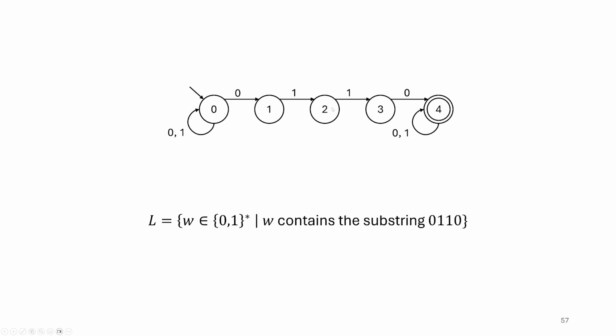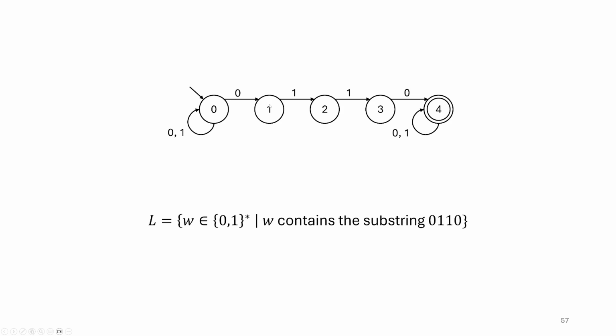Since it is the substring, we will reach all the way to the fourth state, and then any remaining symbols will keep us there. The only way we won't reach the fourth state in this machine is if the substring 0, 1, 1, 0 does not exist at all in our input string. If it didn't exist, then we can imagine we might start going down this path.